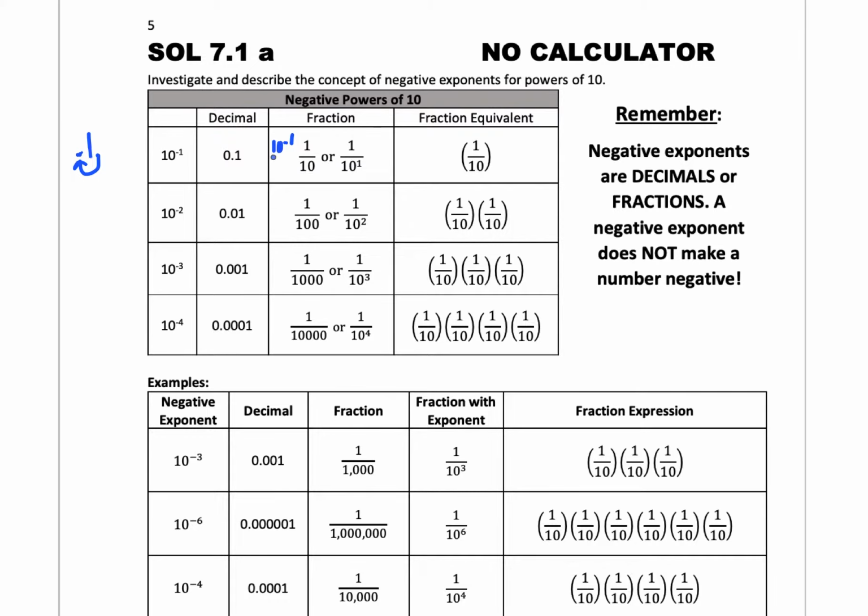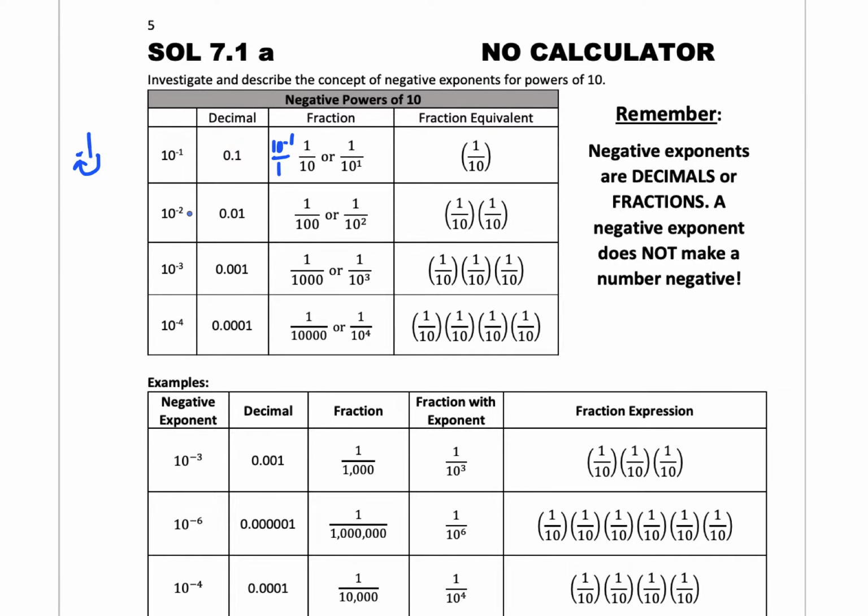Remember, we hold the story of if you have a bad attitude, your parents say, go upstairs, you have a negative attitude right now. You can't come back downstairs until your attitude is positive. So we can send that positive exponent downstairs, and that gets us 1 over 10, or 1 over 10 to the first. 10 to the first is just 10 by itself, which is why we can write it as 1 over 10. Now the fraction equivalent would just be 1 over 10 for this one.